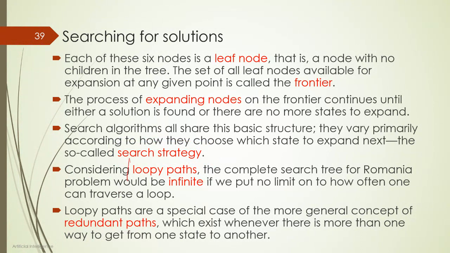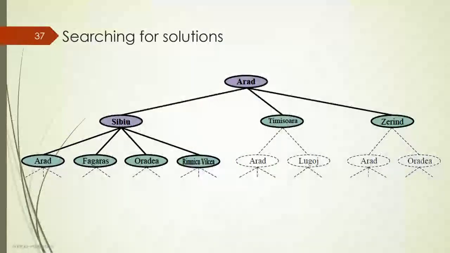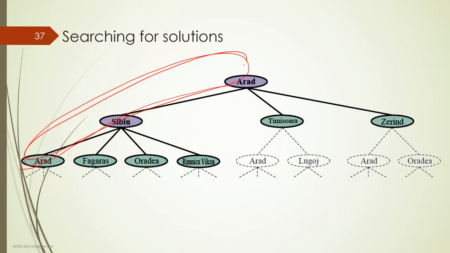One thing we have to be careful about is loopy paths. The complete search tree for Romania would be infinite if we fall into a loop. If we go to a city and then to another one and then come back to the original city, for example, here. If I go here and I go here again, it means I'm continuously going around and round between 2 cities, and I never get out of that loop.